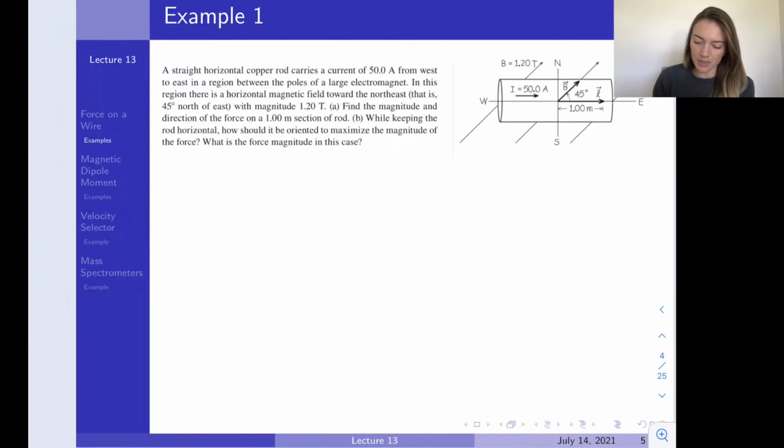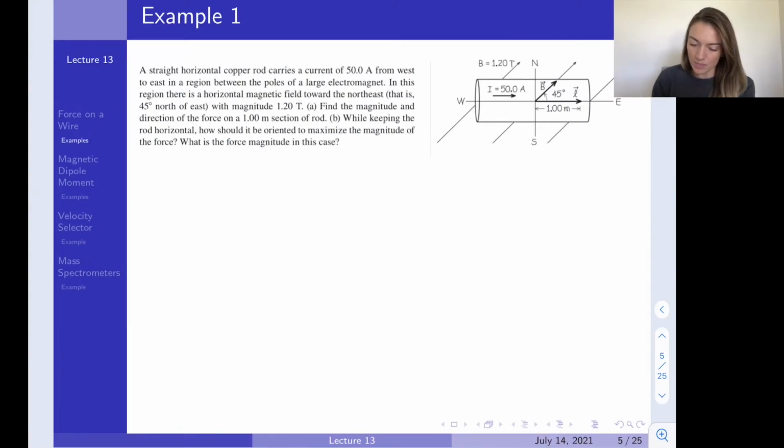Okay, so let's do a simple example using this. Here we have a straight horizontal copper rod carrying a current of 50 amps from west to east. Now this is one thing that bothers me about your book: for some reason when they introduce magnetism, they start using compass directions like north, south, east, west, and I don't know why they don't just stick to X, Y, and Z. So I think that makes it a little bit confusing. If you get a little bit confused sometimes when they describe the directions, that's okay. Just try to translate it into X, Y, and Z direction.